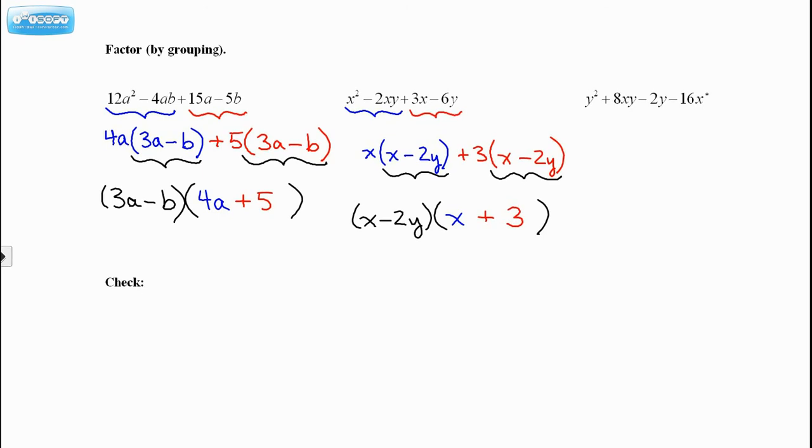Okay. Next one, y squared plus 8xy minus 2y minus 16x. There's a little asterisk here. That doesn't really mean anything mathematically. It's just a little flag to indicate that we have to be a little bit more careful with this question. And I can see already it's because of the signs. All right, so I'm just going to put a little divider here. Look at all four of these terms. Nope, there's no GCF that works for all four of those. So we move on to this grouping technique.